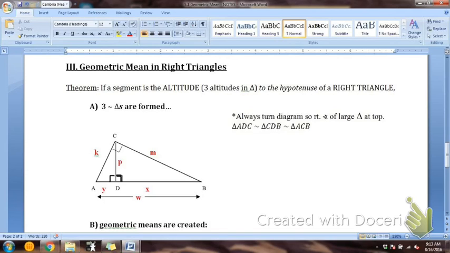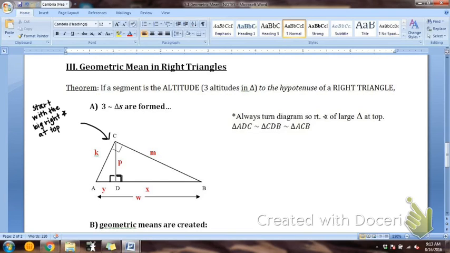Now, when you start these triangles, it's going to be important that you always start with the big right angle at the top. Start with the big right angle at the top. So you're going to turn your paper and actually write upside down, which is fine. Start with a big right angle at the top.